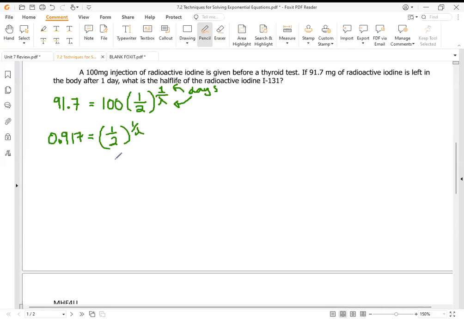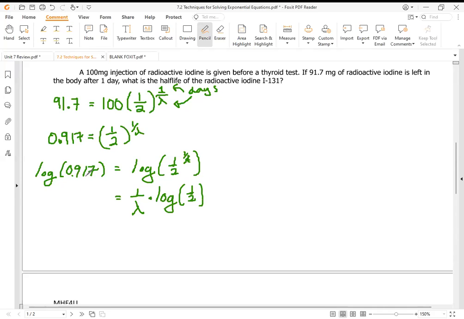Okay. Judging from the two people that I looked at, the general strategy that I am seeing is that you are going to log both sides so you can drop down the exponent. That's totally fine. So I am going to log 0.917, and I am going to log (1/2)^(1/λ). And since this exponent is within the log and there is only one base, I can follow that formula and say 1/λ times log of half is going to equal that.